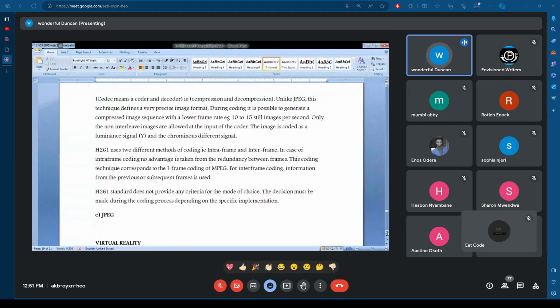Only non-interleaved images are allowed at the input of the decoder. The image is coded as a luminance signal, Y, and the chrominance difference signals.